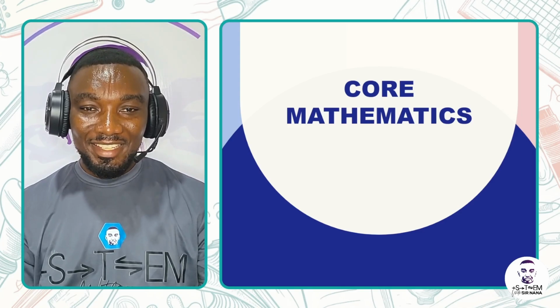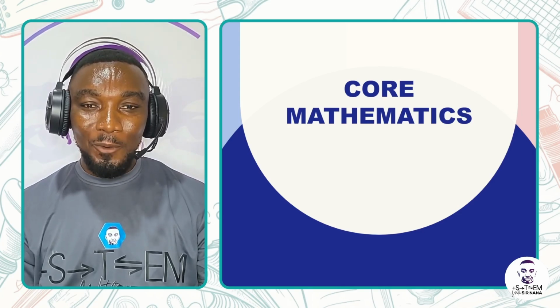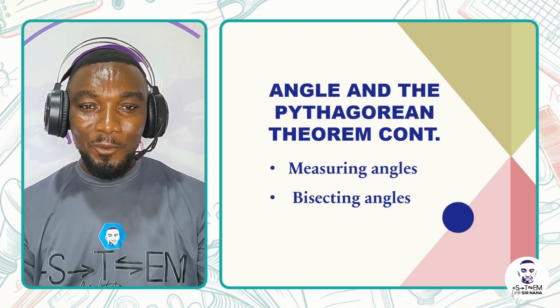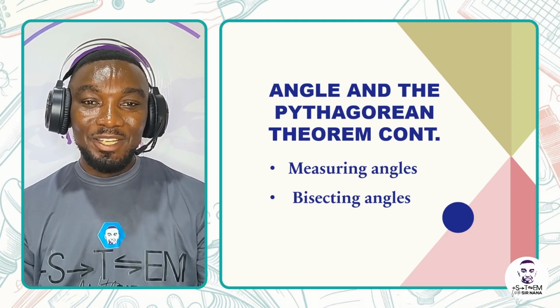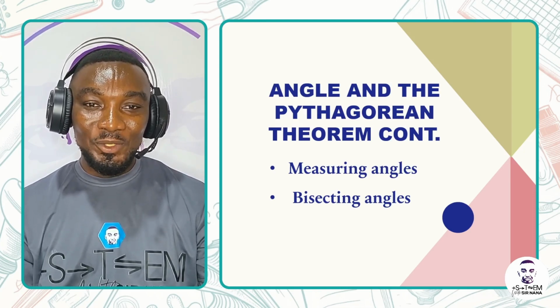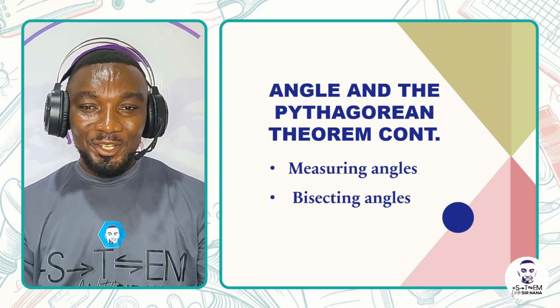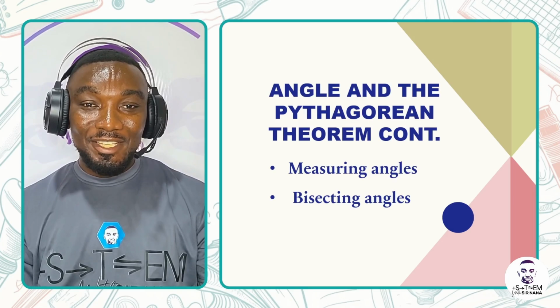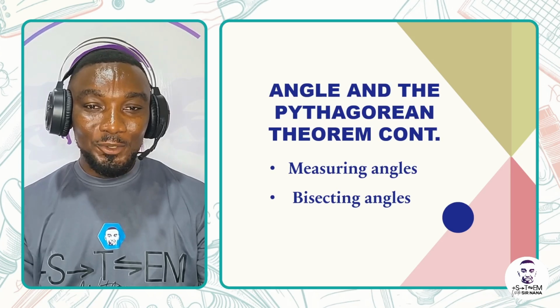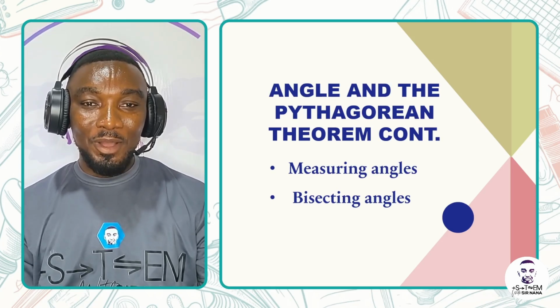In this lesson, we want to consider how we can measure and how we can bisect angles. And specifically, we'll be considering how we can measure angles using a protractor. So remember to get your protractor, your pencil, and your compass, so that you can have your jotter on the side and take notes, so that it will help you when you are revising.